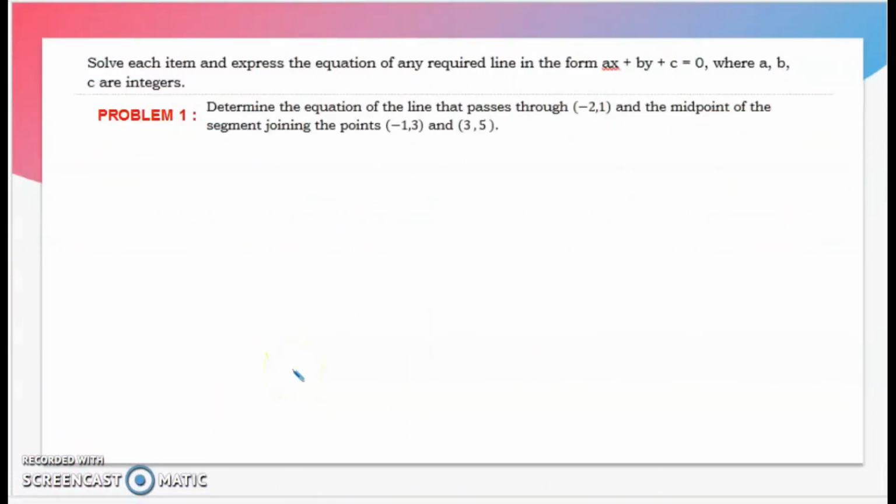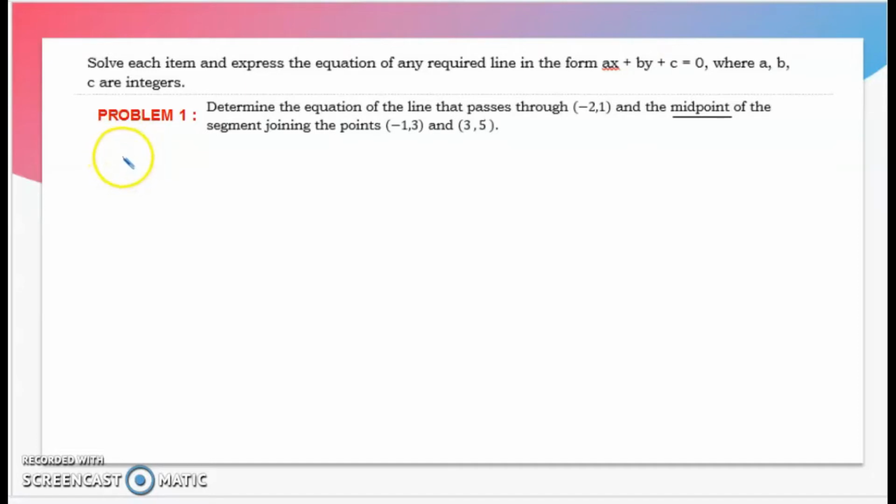Determine the equation of the line that passes through the point -2, 1 and the midpoint of the segment joining the points -1, 3 and 3, 5. So what we need here is the midpoint and of course the slope. Now, what is the formula to find the midpoint given ordered pairs?